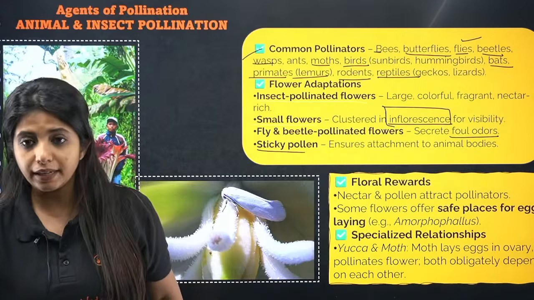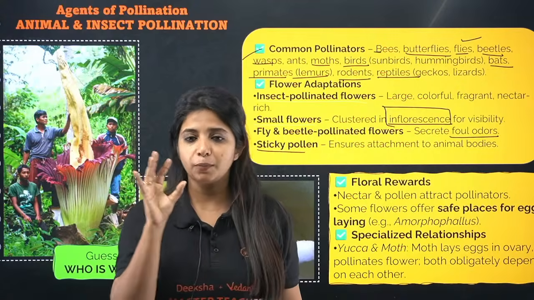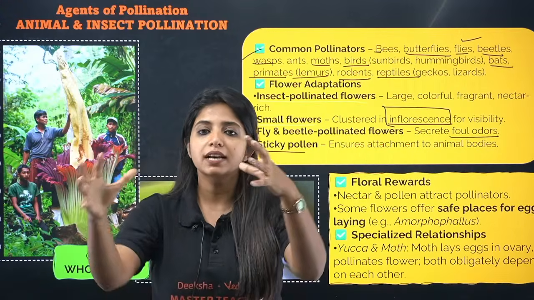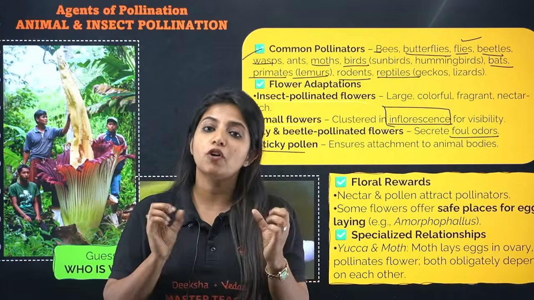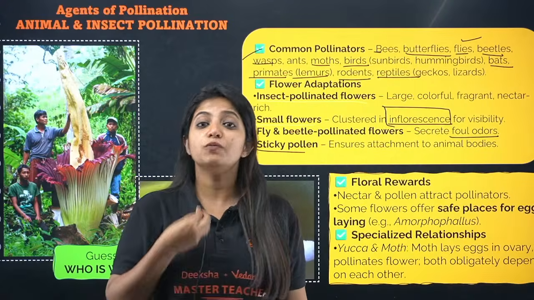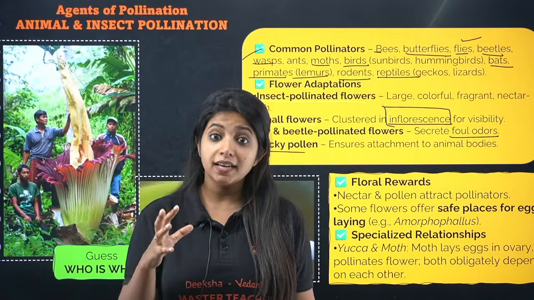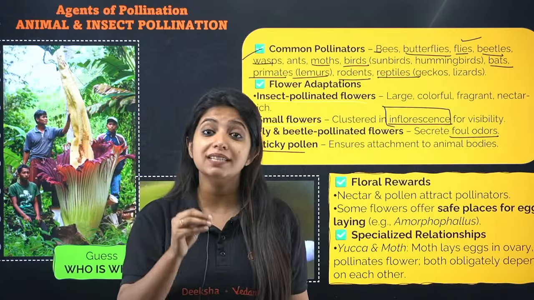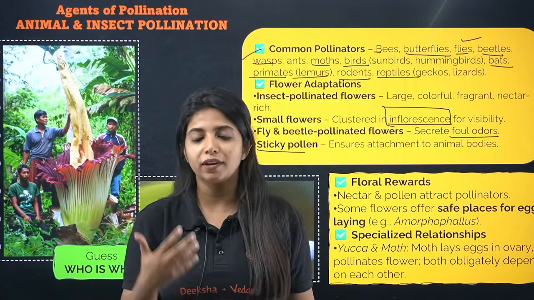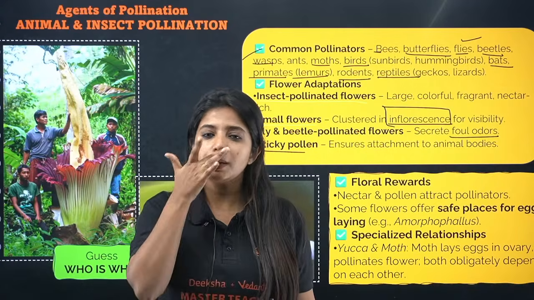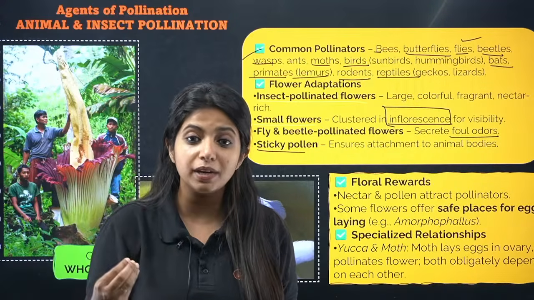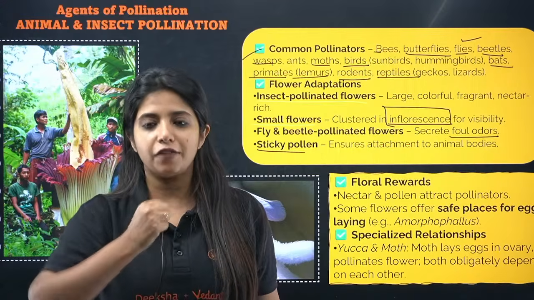Yes, so I'll just repeat it, listen to me carefully. Insect pollinated flowers have to be large, as in if they are made up of small flowers, the small flowers have to clump together to form an inflorescence. Apart from that, they have to be colorful, fragrant, and nectar rich also. And the pollen grains have to be sticky such that they can easily stick and move around with the help of the organisms. Now, if a plant is pollinated by a fly or a beetle, it should produce a foul odor to attract them.